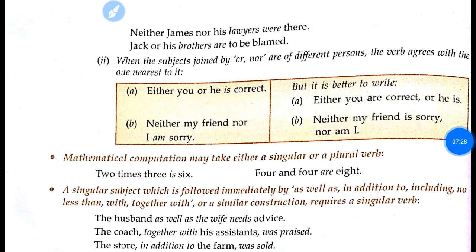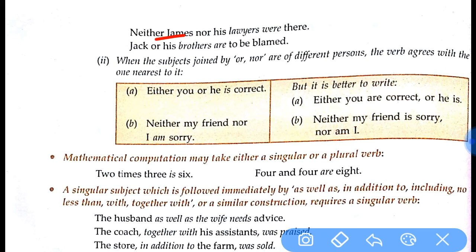Another example here: neither James nor his lawyers were there. So none of them were there. Now the second rule in this: when the subjects joined by or, nor are of different person, the verb agrees with the nearest to it.